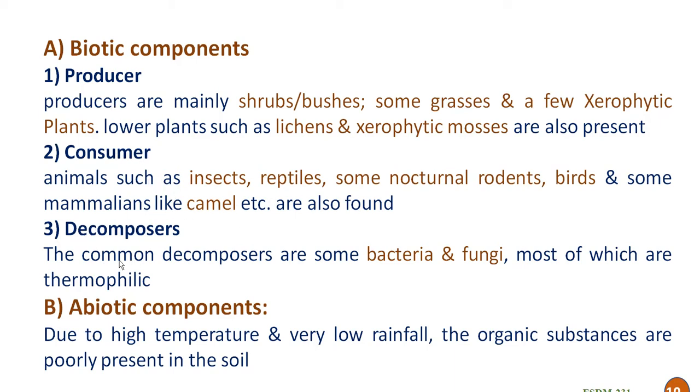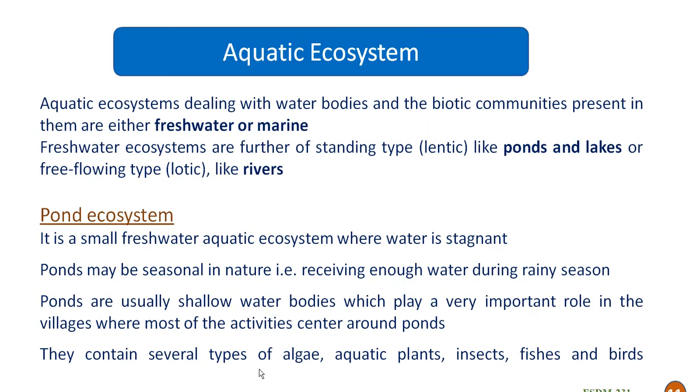And then decomposers. The common decomposers are bacteria and fungi, and most of them are thermophilic, and they prefer high temperature. So the temperature in the deserts is too high, so these bacteria and fungi are mostly thermophilic. Then the abiotic component: due to the high temperature and very low rainfall, organic substances are poorly present in the soil. So this is the overall structure of the desert ecosystem.